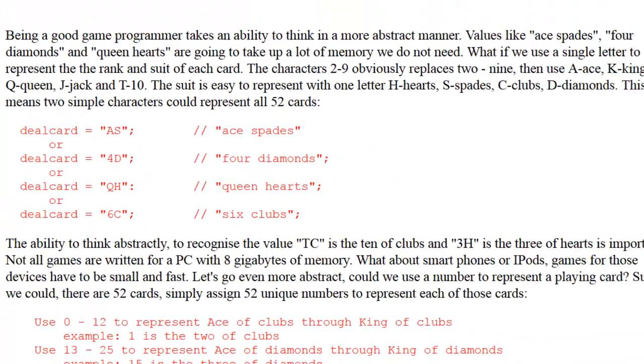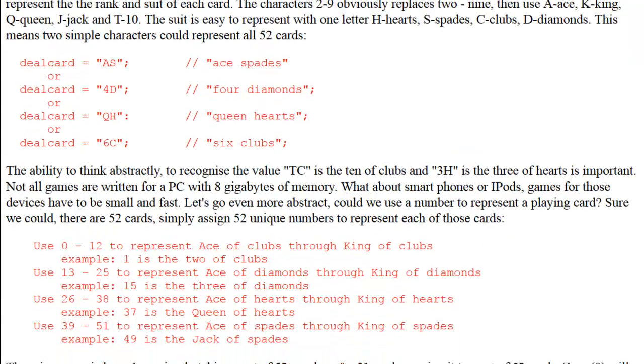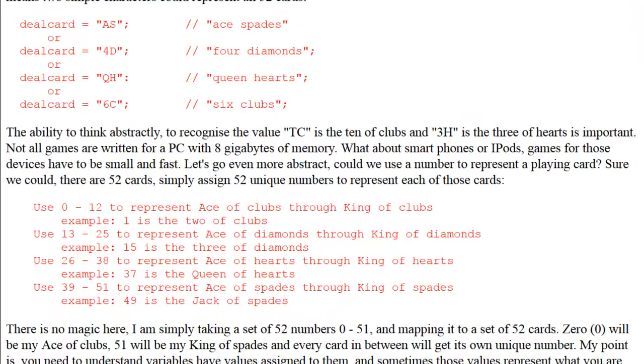The ability to think abstractly, to recognize the value TC as the 10 of clubs and 3H as the 3 of hearts is important. Not all games are written for a PC with 8 gigabytes of memory. What about smartphones or iPods? Games for these devices have to be small and fast. Let's go even more abstract. Could we use a number to represent a playing card?